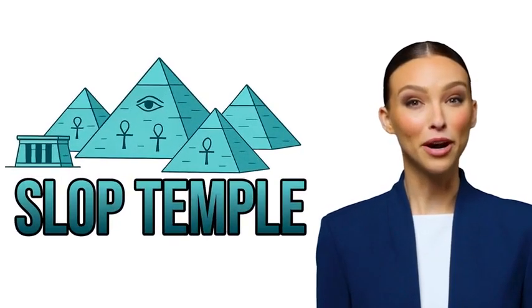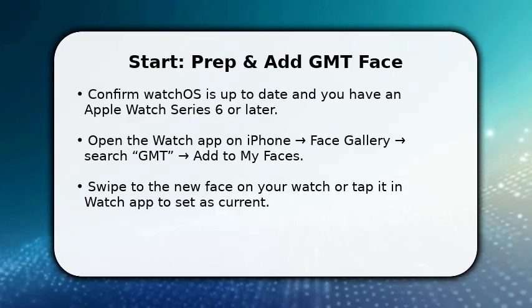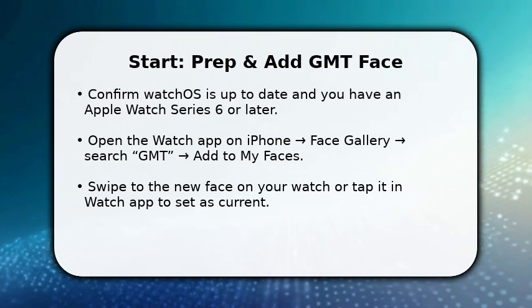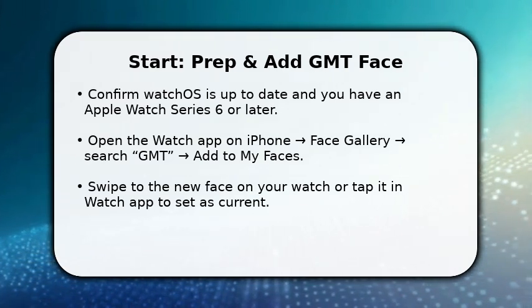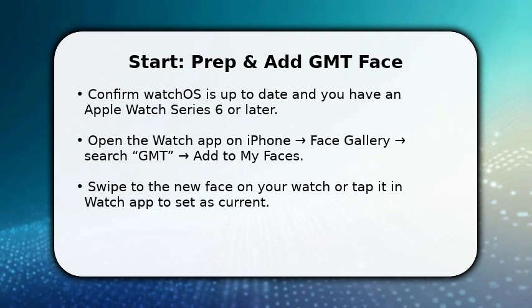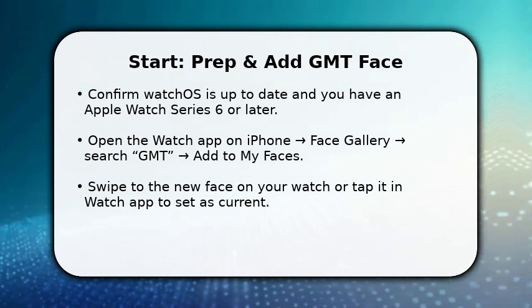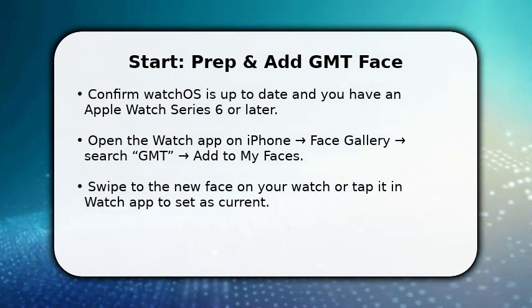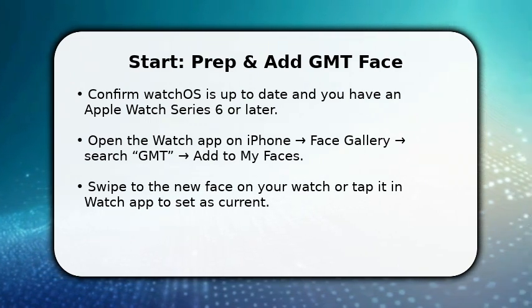We pray this video helps. You're going to add and open the GMT face now. Make sure your watch and iPhone are paired and updated, then open the watch app on your iPhone. In Face Gallery, search for GMT and tap Add. This places the face in My Faces so it syncs immediately.